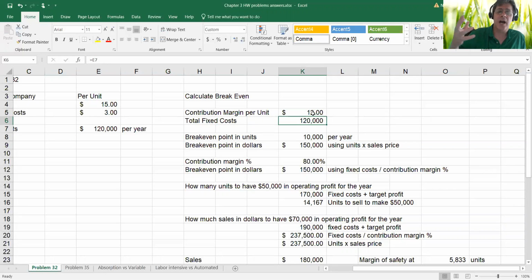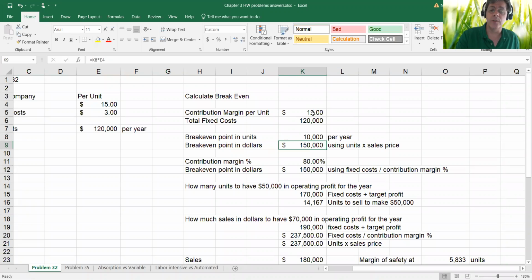We had total fixed costs, and this is per year instead of per month, like our example, but no difference in the way we calculate it. We just need to think of it and label it as a per year concept rather than per month. $120,000 of total fixed costs. Again, they didn't break it down. They just gave us the total. So we divide the 120,000 by the 12, getting us a nice round 10,000 break even point in units.